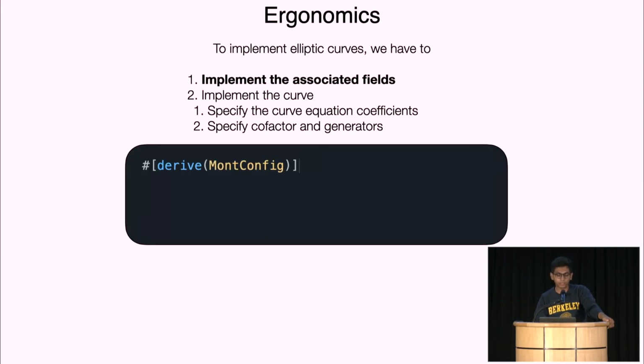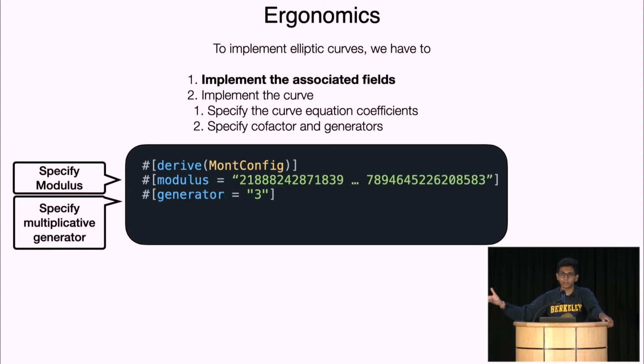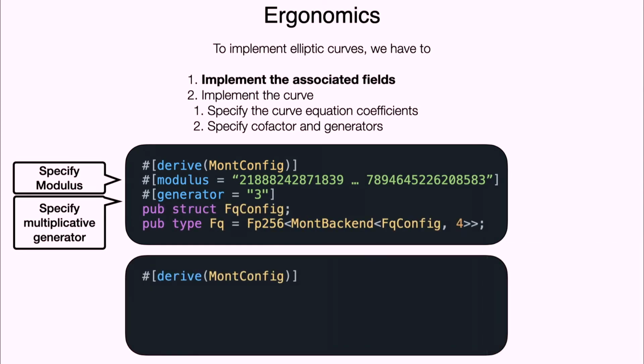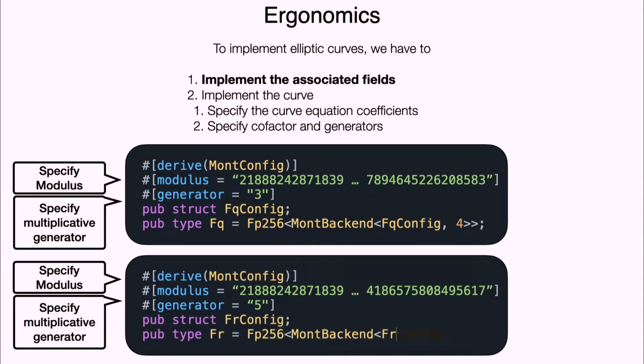So to implement the associated fields, all you really have to do is specify the modulus, specify the multiplicative generator for the field, and then you're done, right? This is all it takes to define the base field for the BN254 curve. Same thing for the scalar field. You just specify the modulus, specify the generator, and then you're done. So this relies on features of Rust, such as the proc macro system, and results in a very efficient and optimized implementation that matches what you would find in a hand-optimized implementation of BN254 in, say, libsnark or something like that, right?